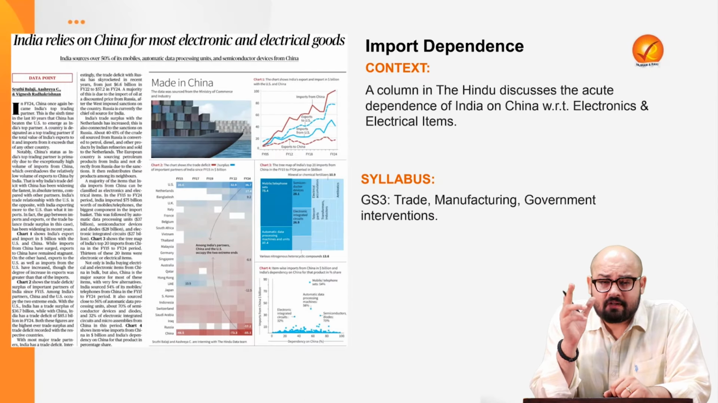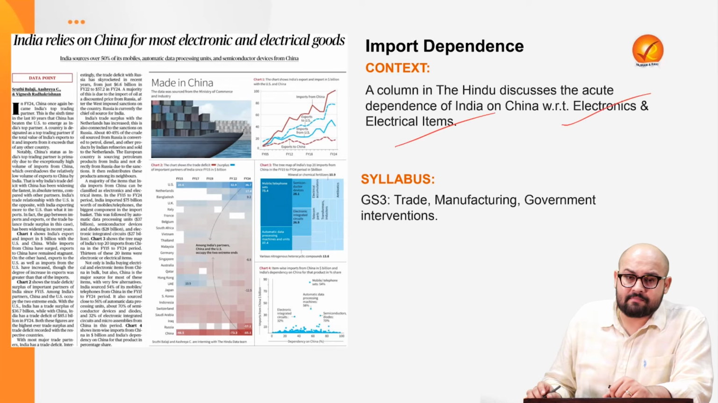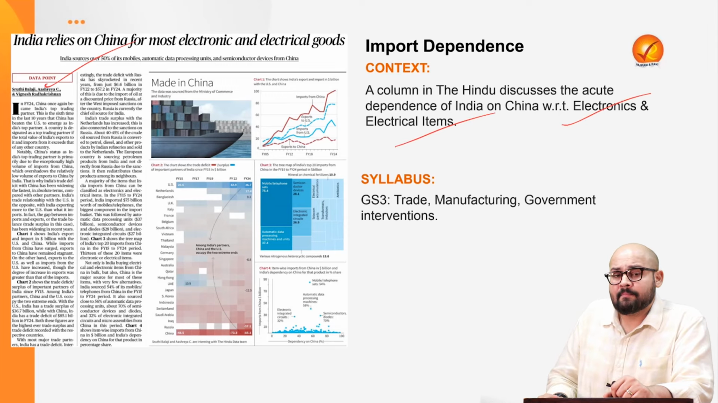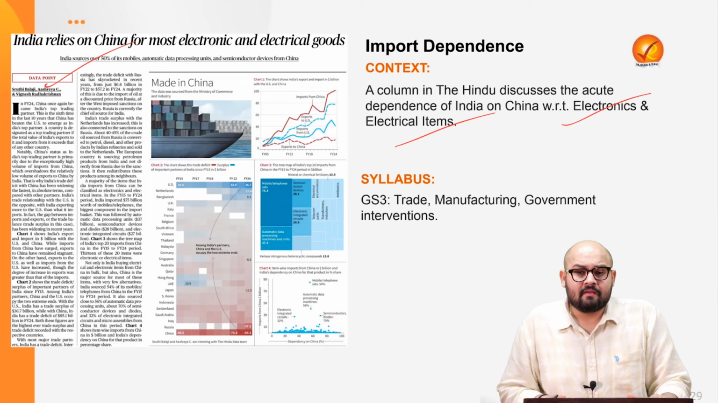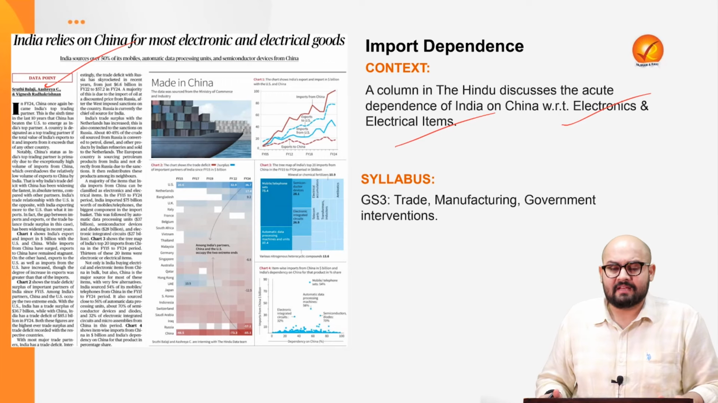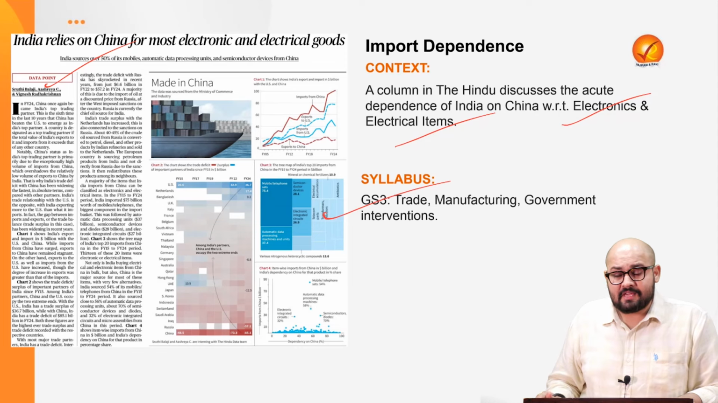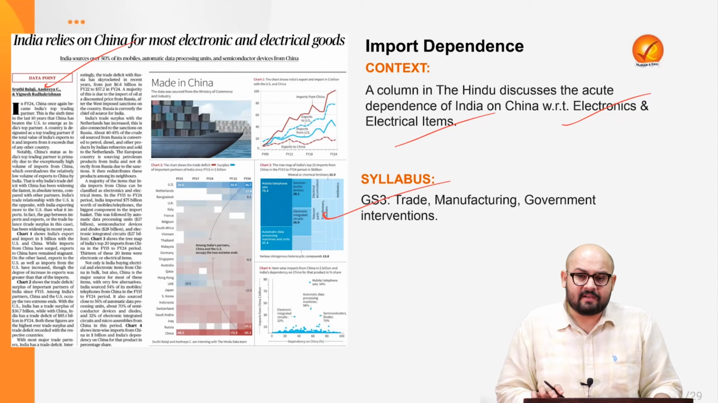So the next topic is with respect to the import dependence which India has on China, especially with respect to electronics and electrical items. This newspaper article gives us very important data points with respect to the trade imbalance which India has. Now this is with respect to GS3, trade and manufacturing, government interventions.